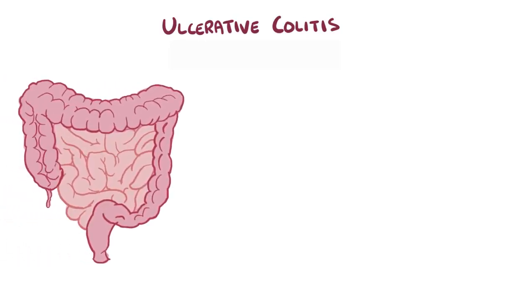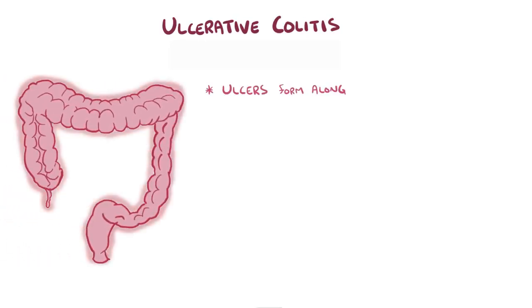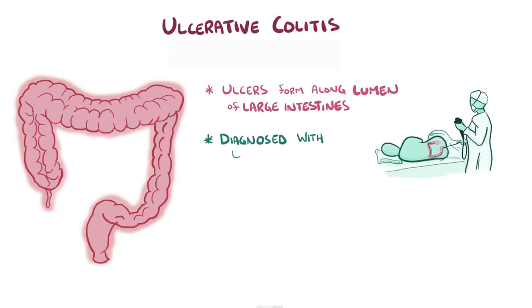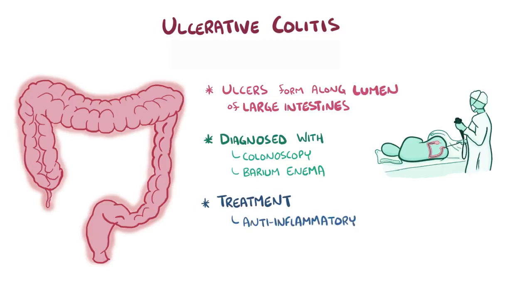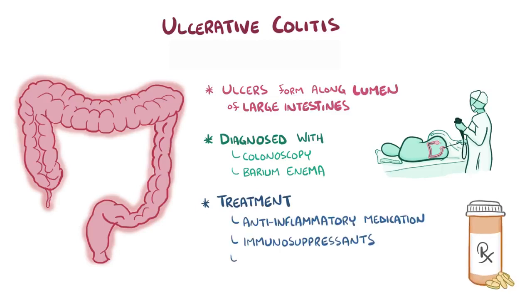Alright, as a quick recap. Ulcerative colitis is the most common type of inflammatory bowel disease, where ulcers form along the inner surface or lumen of the large intestine, which includes both the colon and the rectum. Ulcerative colitis is diagnosed with the help of colonoscopy and barium enema, and treatment involves anti-inflammatory medications, immunosuppressants, or colectomy to remove diseased parts of the colon in severe cases.